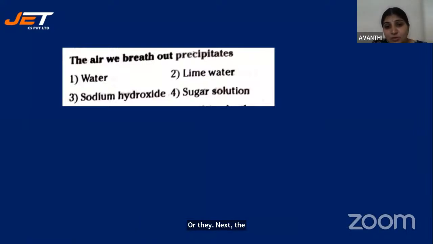Next, the air we breathe out precipitates. The air we breathe out. So you have to think, what does the air we breathe out contain? Which gas does it contain? This is an activity-based question, children. Activity-based question. I want an answer. If you do the activity, you will get to know this. Water, lime water, sodium hydroxide, and sugar solution. What's the answer?